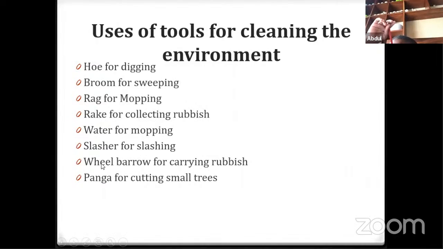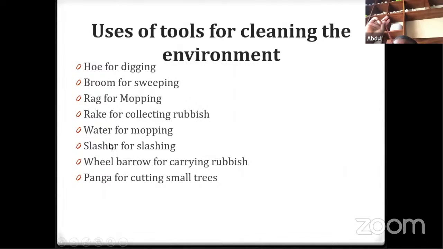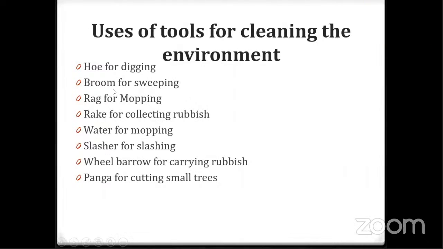Panga. Panga. Slasher. Slasher. Okay. Princess, what is the use of a rake?